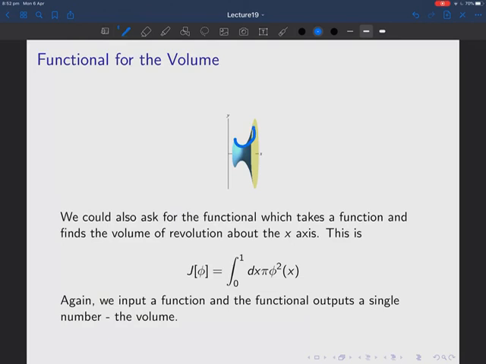Another example, the functional for the volume. Suppose we take some curve like this. We rotate it about the x-axis, say between 0 and 1 again, just for fun.